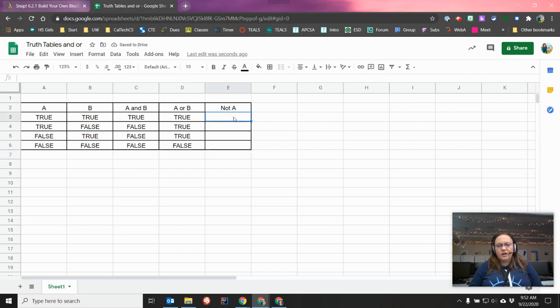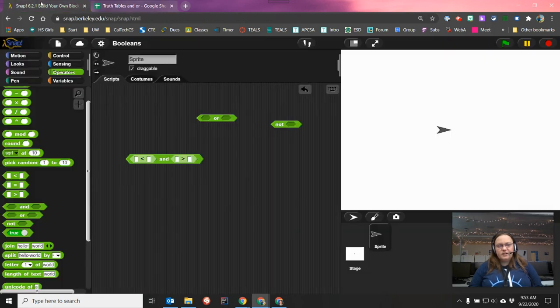The last block here is not. This is just an opposite. So in this row, A was true. That means not A is false. A is true, not A, false. A is false, not A, true. A is false, not A, is true. So these rows work together here. This is the preconditions we have. A is true, B is true. So as we are looking at this, this can help us understand how stuff over here is working.